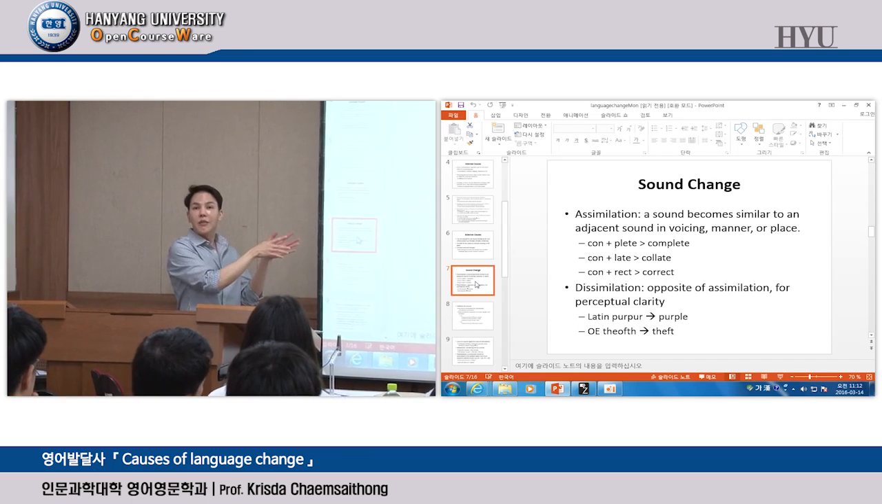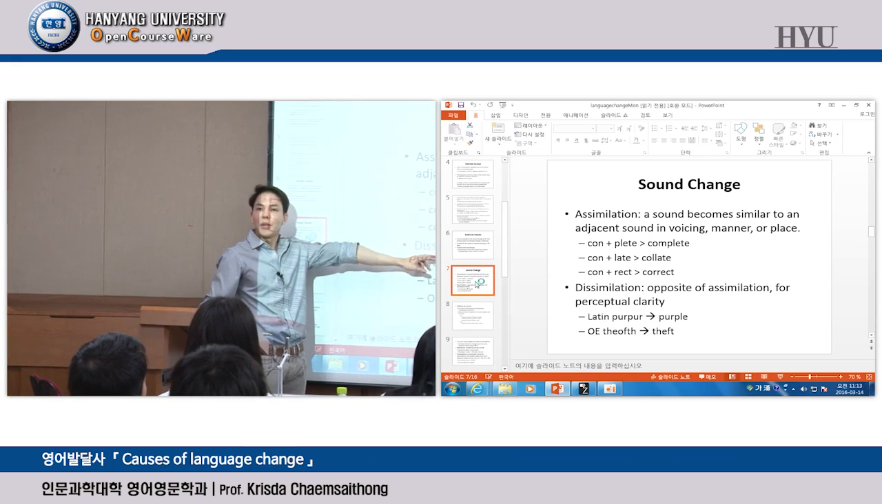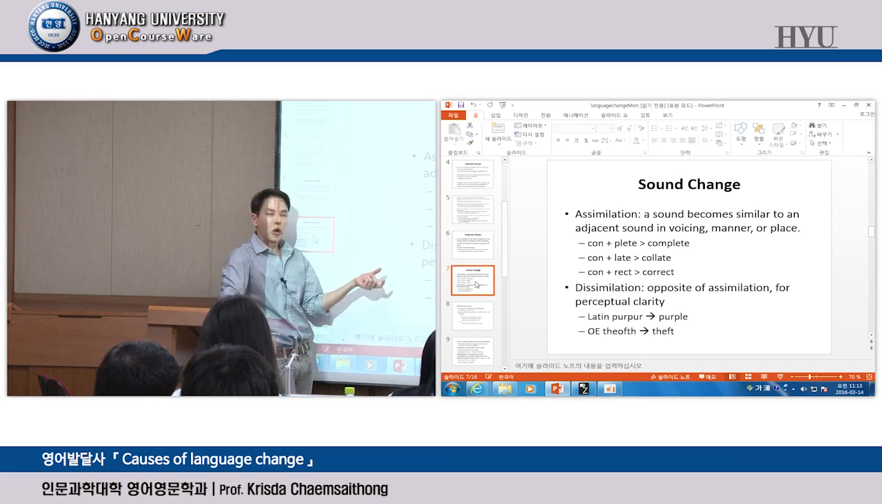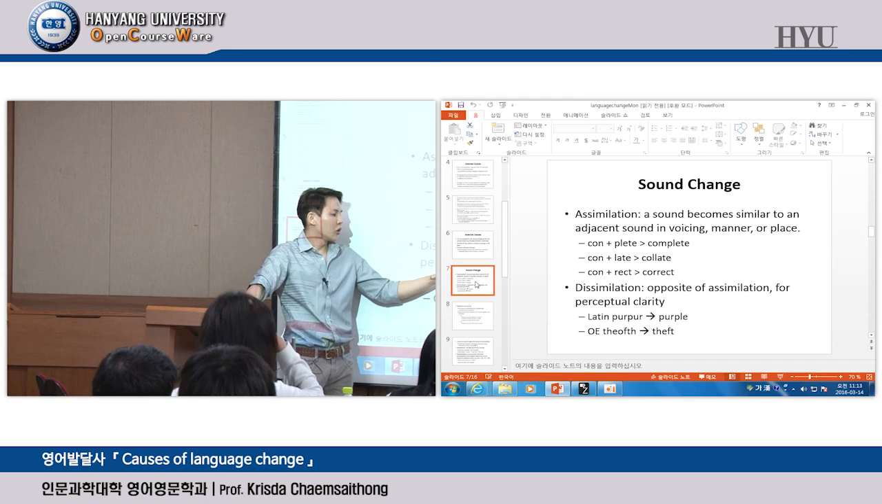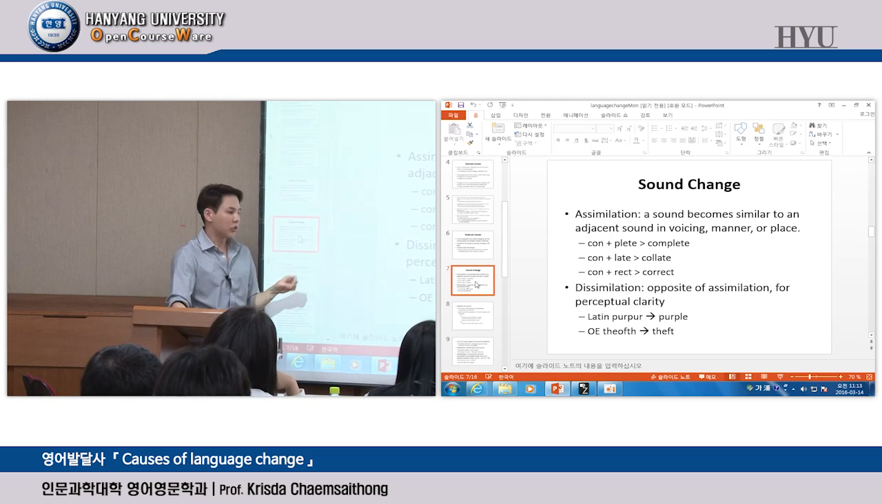Dissimilation is the opposite of assimilation, right? Dis is away from. So away from being similar, meaning that you make the sound different, right? So the word purple, from Latin purpur. So there are two R's here. So one R becomes L for ease of articulation also.